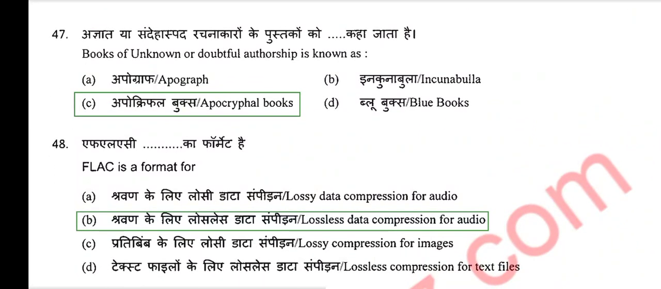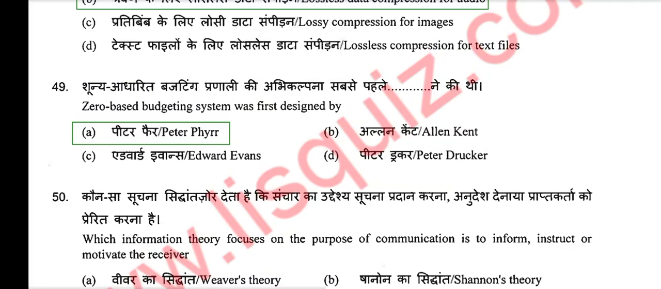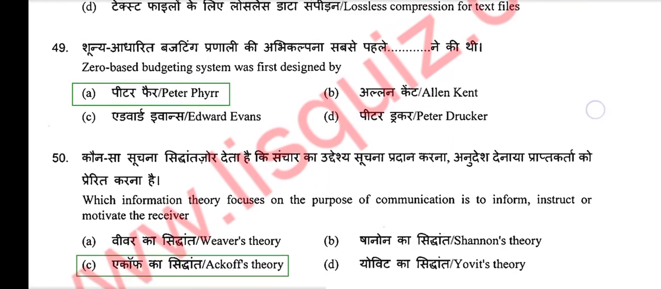Question number 47, books of unknown or doubtful authorship are known as apocryphal books. Very good question. Question 48 says FLAC is a format for lossless data compression for audio. That is option number B. Question 49 says zero based budgeting system was first designed by, and the correct option is Peter Pyhrr, 1970. That's the additional knowledge.